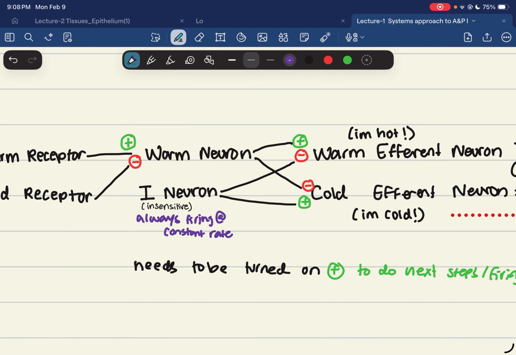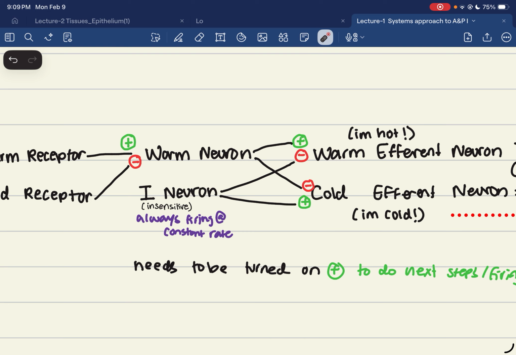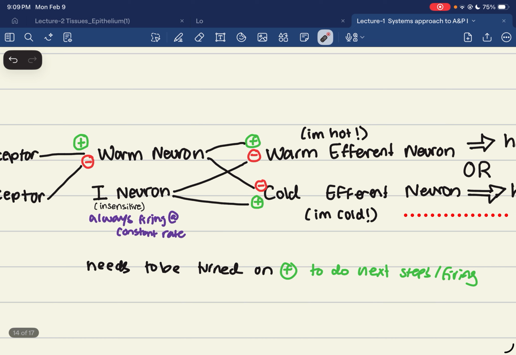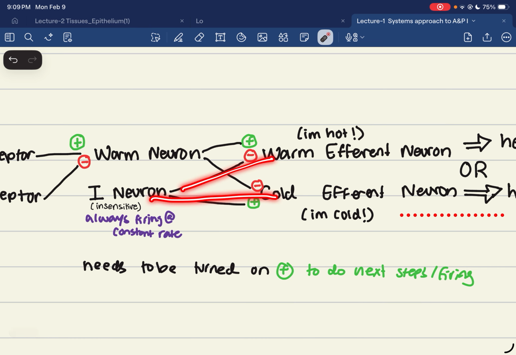And so what that means is this insensitive neuron is going to be firing at a certain rate to this guy and also to this guy. And that means he will always be turning on the warm efferent neuron and the cold efferent neuron, right? But the question is, if this guy is always firing and turning off the warm efferent neuron, when will this efferent neuron turn off? This efferent neuron will turn off when this warm neuron is turned on by this guy. And then when this guy is turned on, his signal will overpower that of the insensitive neuron.